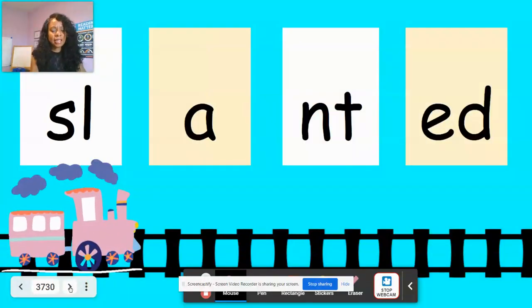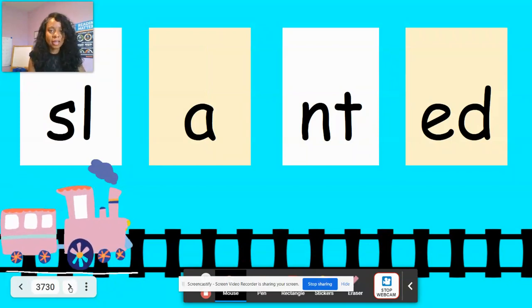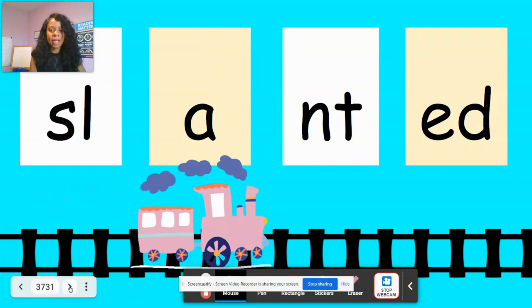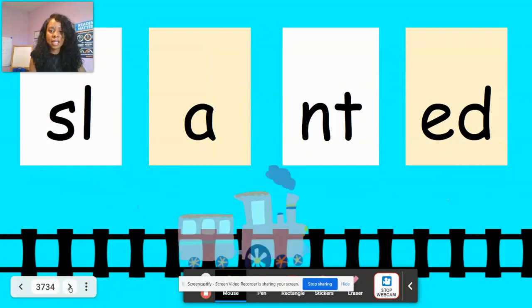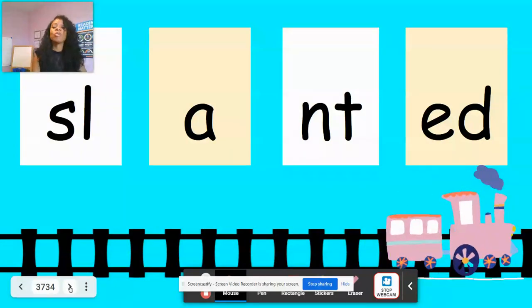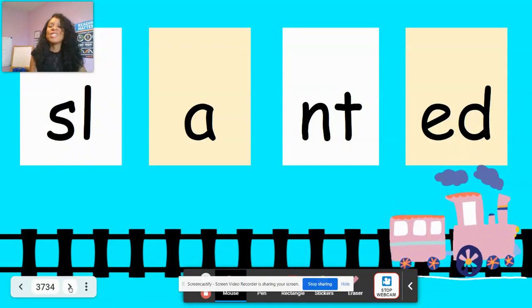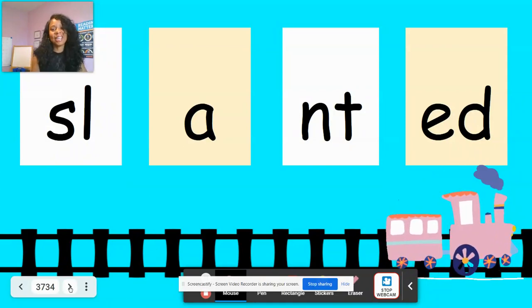Oh, I see an ED at the end of slant. This is going to be interesting. I wonder what sound the ED is going to make. Let's try sounding it out. Sl, nt, id, slanted. Also, in this word, the ed says id, like an ID almost. That's interesting. So we'll learn a lot about the ed sound.